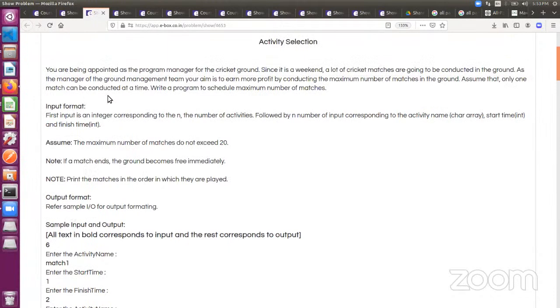So let us see the problem. The problem is you're having a ground, and you need to conduct as many matches as possible. And here it is irrespective of the duration. So even if the match is going to be played for 10 hours or for 1 hour, it doesn't matter. The objective is you want to play the maximum number of matches. You're going to schedule the maximum number of matches. That is the prime objective. So don't bother about the duration of the match.